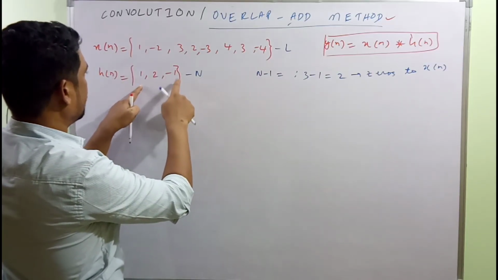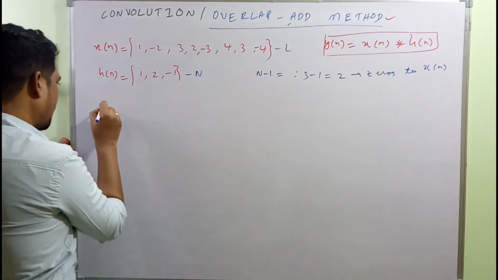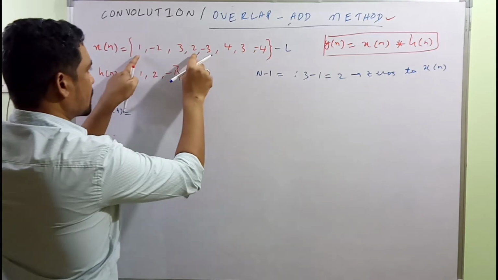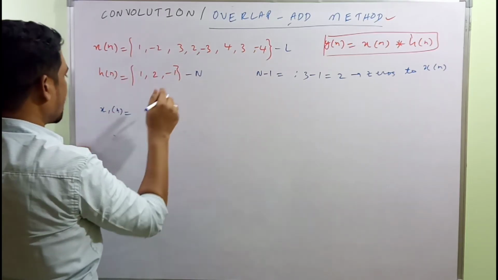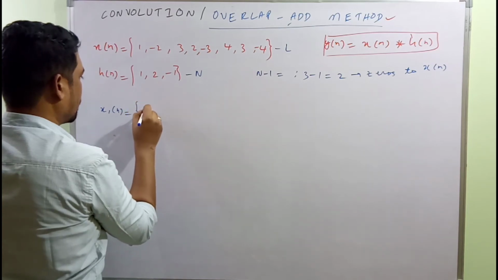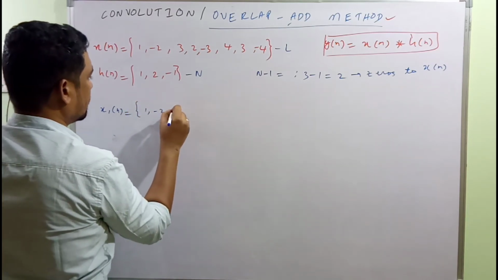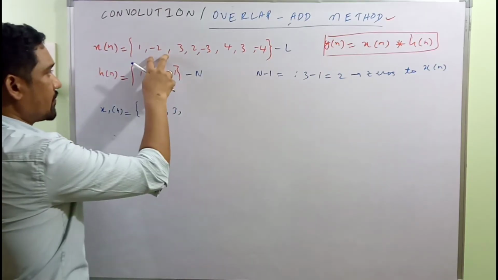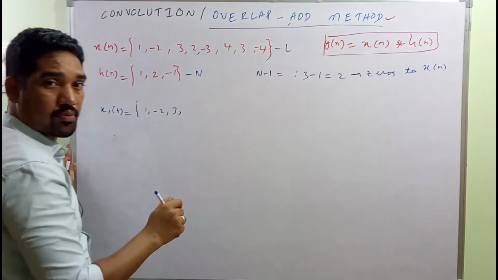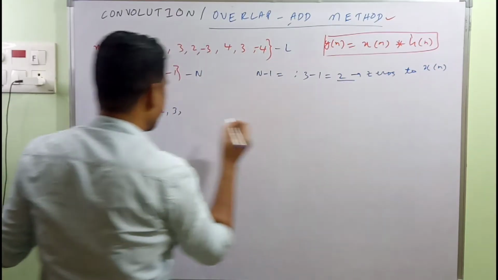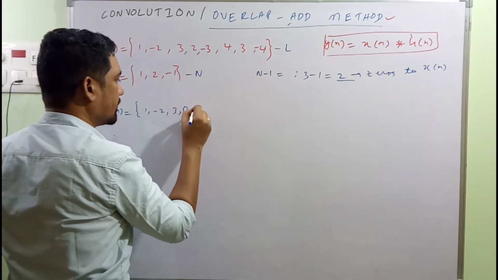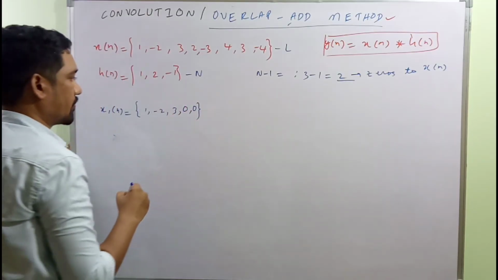So here our x1 of n has to be truncated to this length, in the sense we need to consider 1, 2, minus 3 from x of n. Now we have to pad zeros. What number of zeros? 2 zeros to be padded at the end. Now the final x1 of n will be 1, 2, minus 3, 0, 0. So this is the procedure.